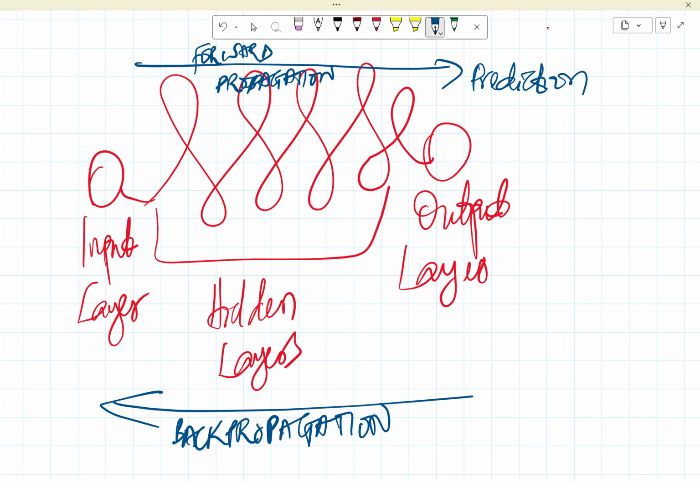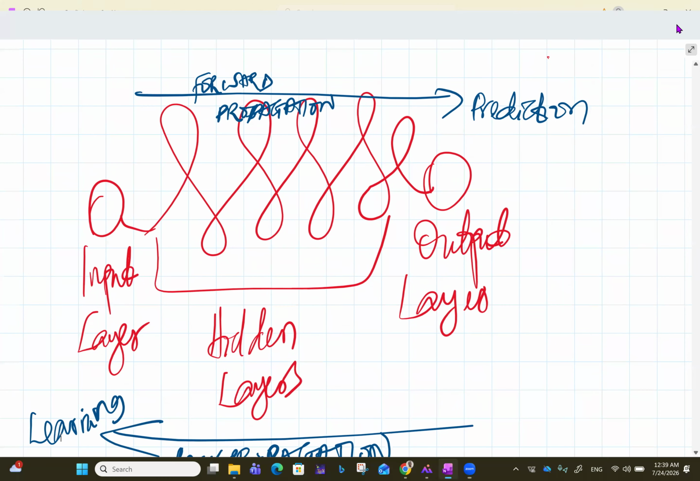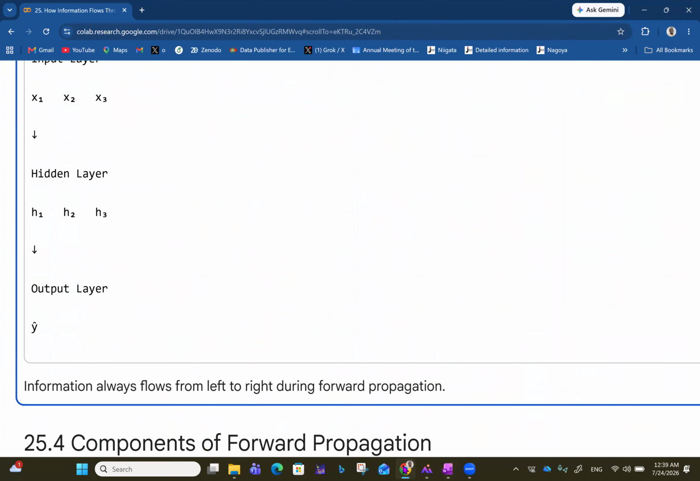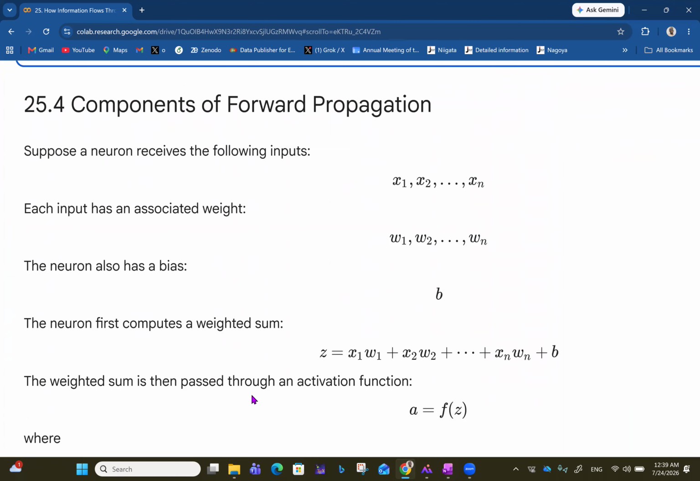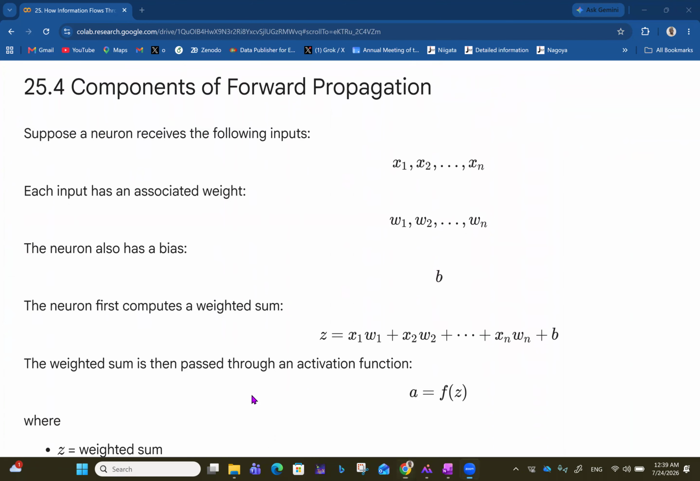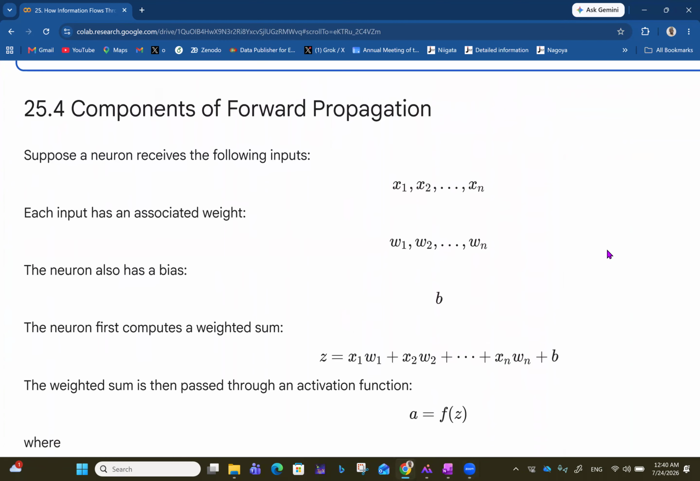So, for back propagation, the end result is going to be learning, that is, tuning of the parameters for better prediction next time. So you have this series of forward and back propagation until you get the desired result. Information always flows from left to right during forward propagation, whereas it flows from right to left during back propagation. And like I said, forward propagation is for prediction, while back propagation is for learning. That is fine-tuning the parameters to get better predictions.